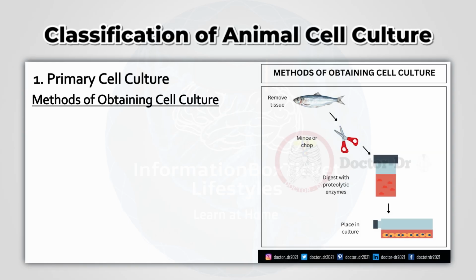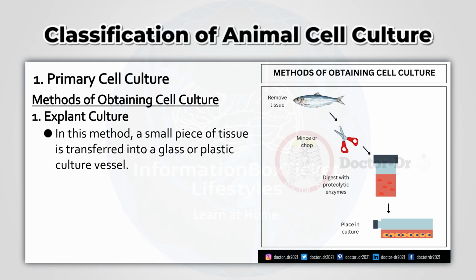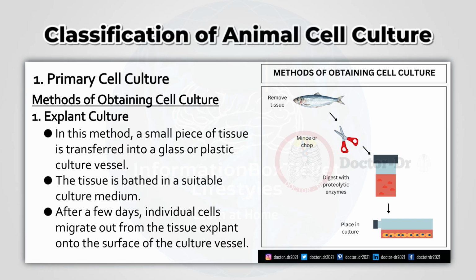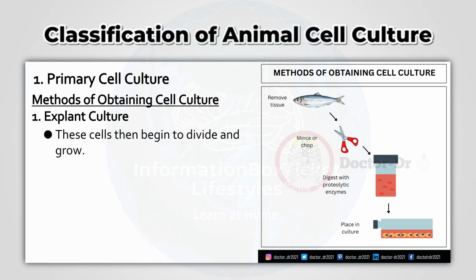Methods of obtaining cell culture. There are 2 basic methods used to obtain cell cultures. 1. Explant culture. In this method, a small piece of tissue is transferred into a glass or plastic culture vessel. The tissue is bathed in a suitable culture medium. After a few days, individual cells migrate out from the tissue explant onto the surface of the culture vessel. These cells then begin to divide and grow.